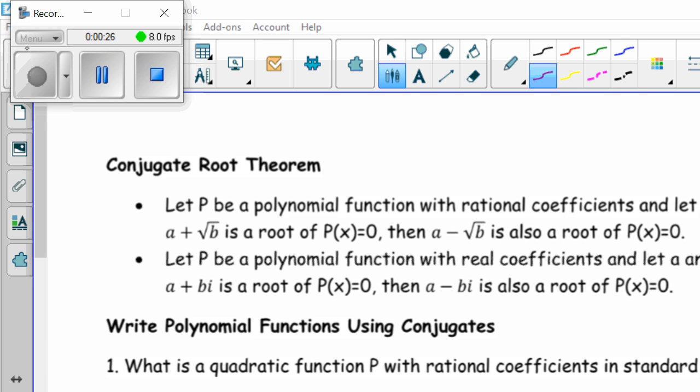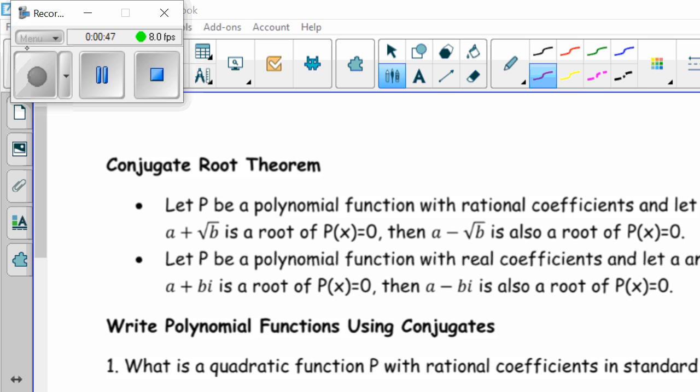The second one tells me that if P is a polynomial function, again with real coefficients, A and B are real numbers, then if A plus Bi is a root of the polynomial, then its conjugate, A minus Bi, is also a root of the polynomial. So we're going to look at writing polynomial functions using the conjugate rule.